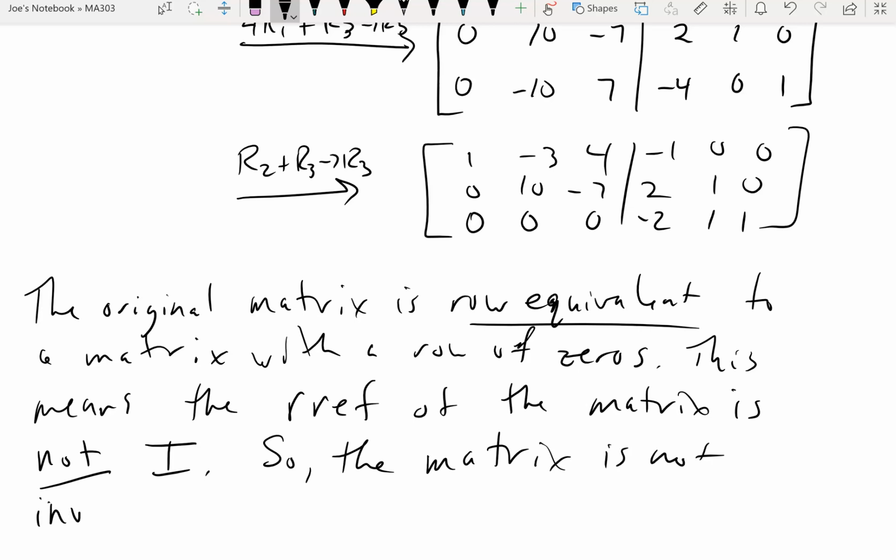Remember on Friday, we gave that list of 6 things that were all equivalent? One of the things that's equivalent to being invertible is that the reduced row echelon form is the identity. Well, if you go through the row reduction and you hit a row of zeros, you can't get the identity matrix. It's not possible. Right? I can't magically create a 1 from a 0 here.